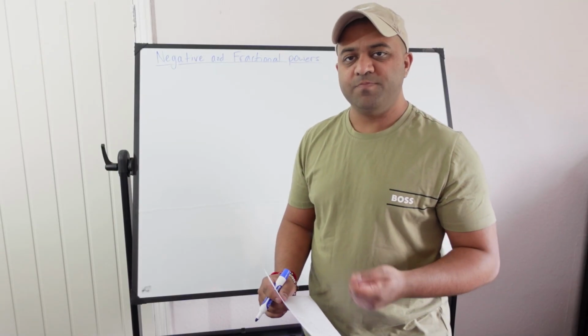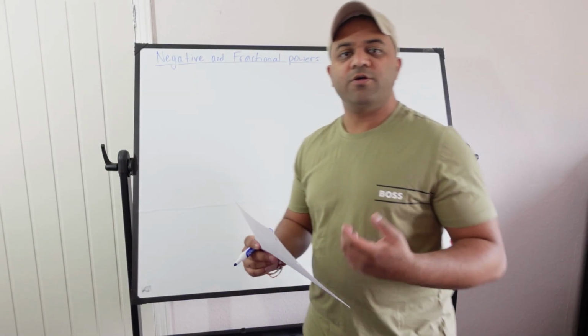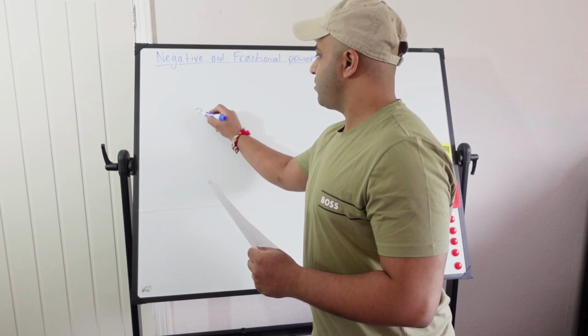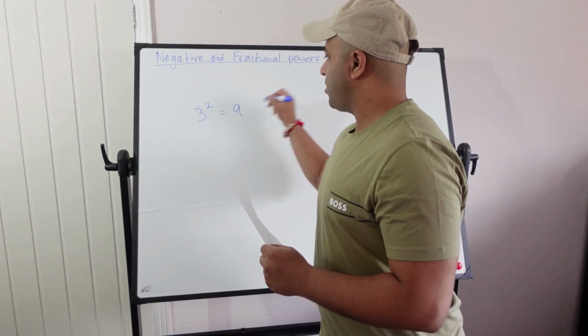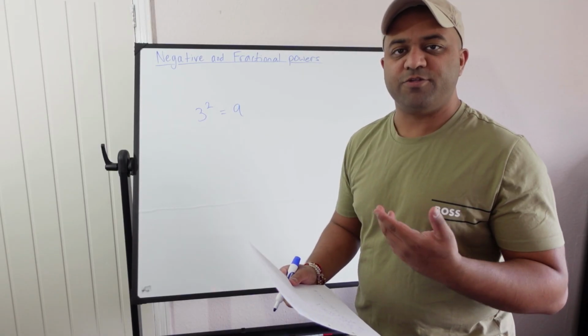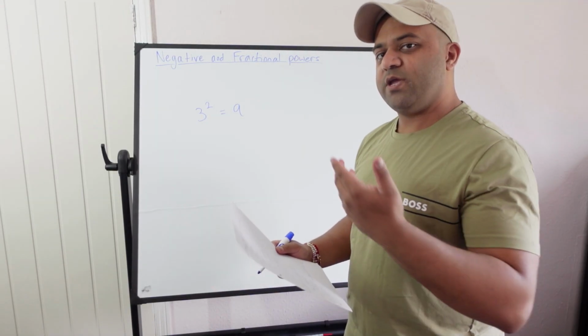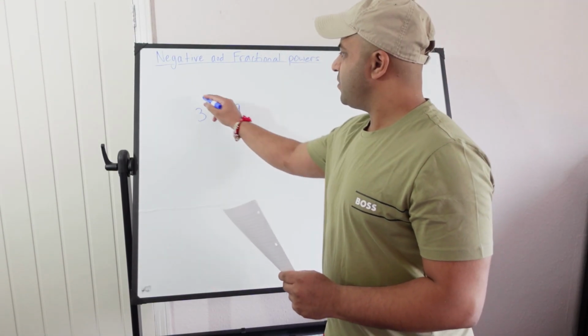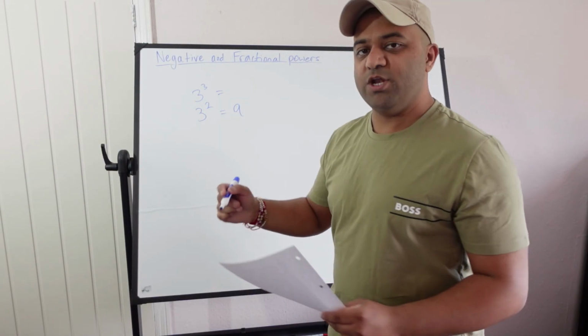So to begin, let's start by writing 3 squared, which we know the value is 9. If we were to multiply by 3 once again, we can then have 3 to the power of 3, which we know is 27.